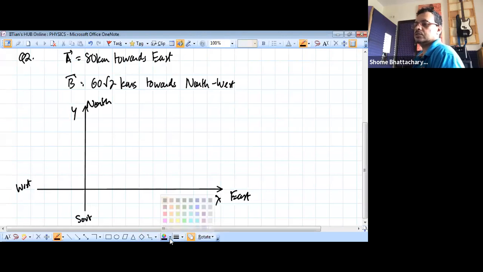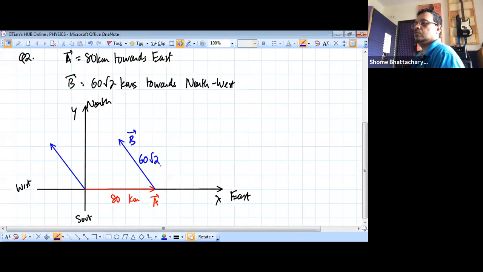A will be a vector which looks like it's 80 kilometers like this towards east. So A will be like this. In comparison, B will now look something like this. You can draw it here, you can draw it here, it doesn't matter. Wherever you draw it. You can draw it like this, or you can draw it like this, whichever way you draw it. So that is 60√2, where this angle should be 45, because it should be the northwest direction. So it should be splitting this and this in equal, 45 degrees, 45 degrees. Okay.